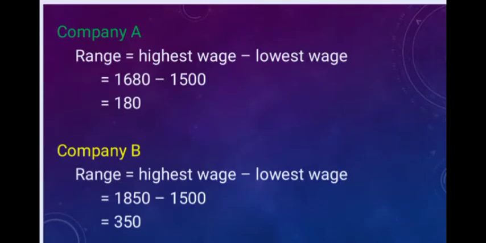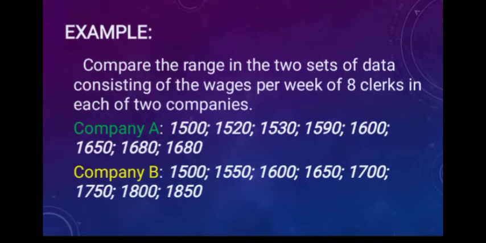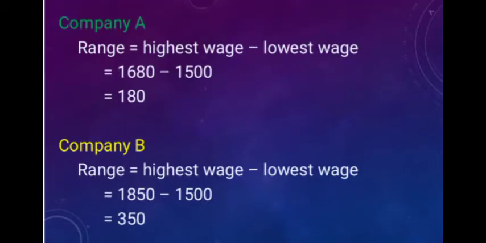So the range in company A is 1,680 minus 1,500, and that is equal to 180. In company B, our highest wage is 1,850 and our lowest wage is 1,500. So our range in company B is 1,850 minus 1,500, and that is equal to 350.